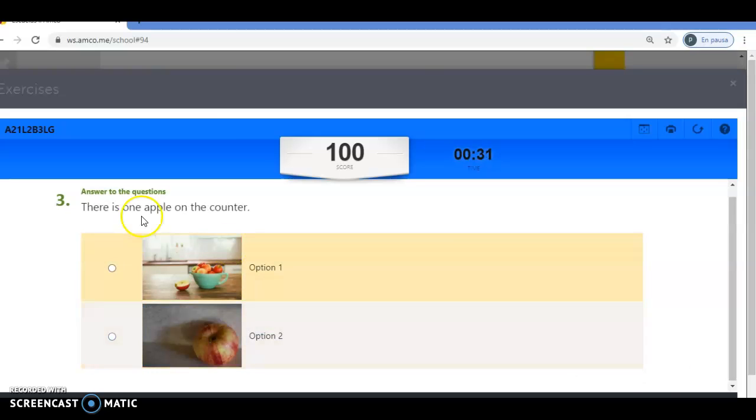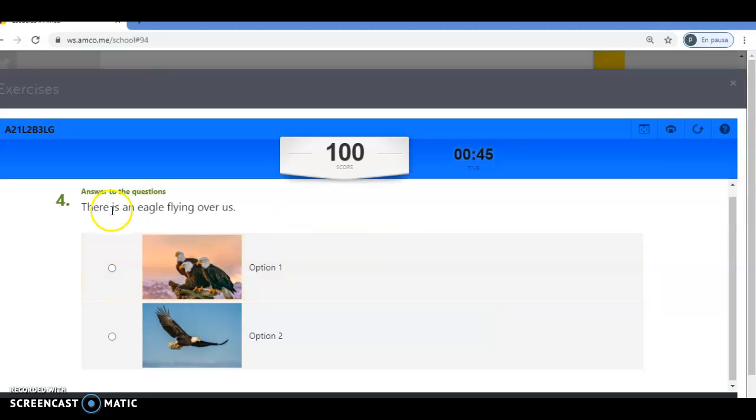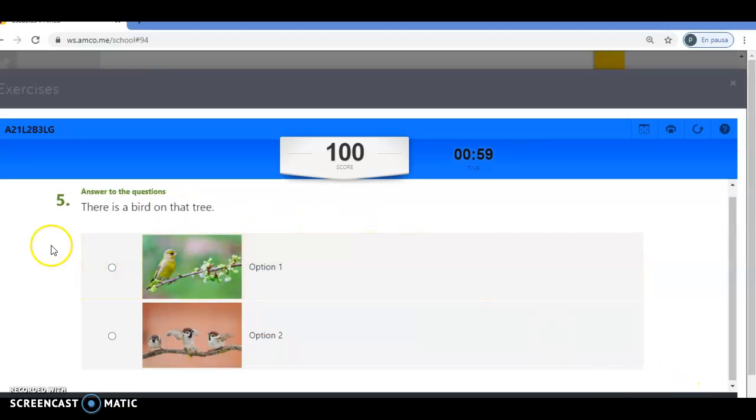Next, there is one apple on the counter. One, there is one. And number four, there is an eagle flying over us. One, two, three, one. That is option number two. And number five, there is a bird on that tree. There is, there's one. One, two, three. That is this.